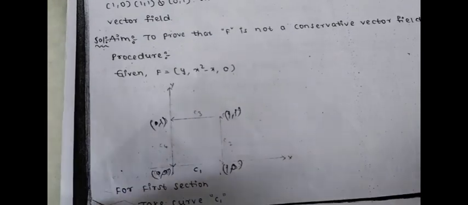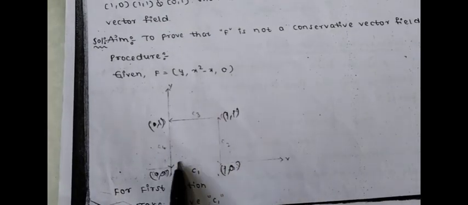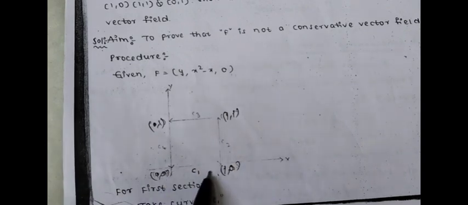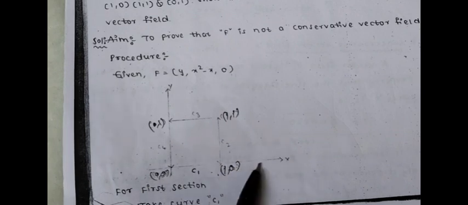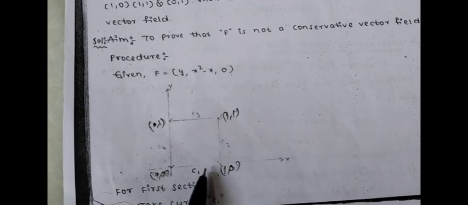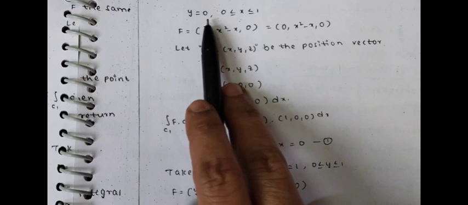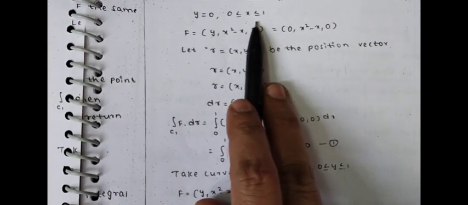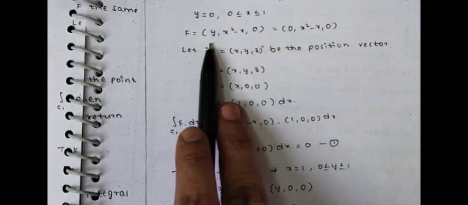For that, for the curve C1, by observing C1, what will come now? Here y is 0. So what is the equation of the x axis? y equals 0. For this curve, what is the equation? y equals 0, because it is the x axis, right? And x lies from 0 to 1, that only we have to write. Here y equals 0 and x lies in between 0 and 1. Now substitute in the given function, the given vector field.